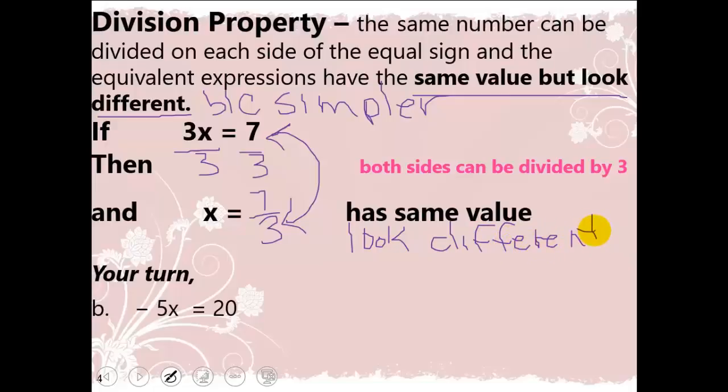Go ahead and try B on this slide. Hit pause. All right, I'm going to divide both sides by negative 5, and I get x is equal to negative 4. Okay, I made an equivalent expression. Negative 5x equals 20 is equivalent to x equals negative 4.